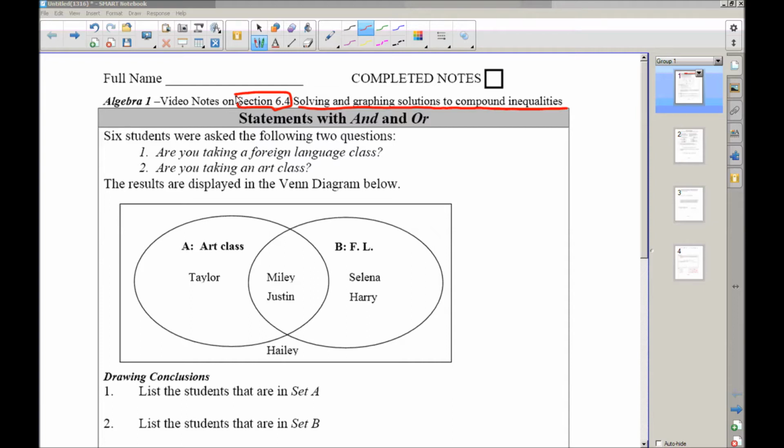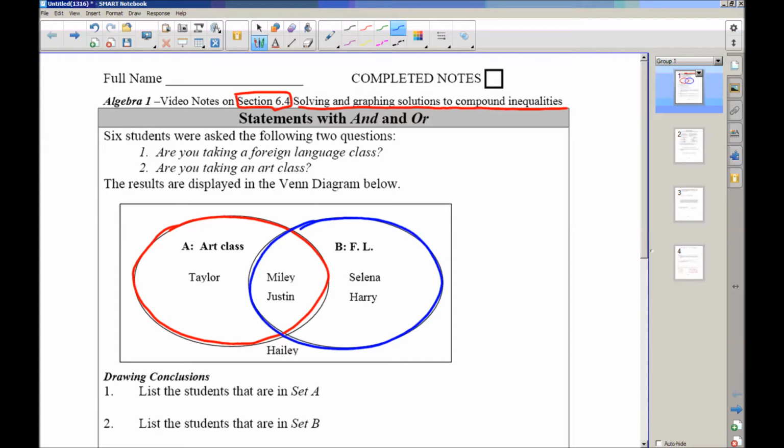So the first circle here, circle A, represents everybody who answered yes to taking an art class. Okay, so if they're inside the red circle, you said yes to taking an art class. So that's 3 people. It's Taylor, Miley, and Justin. And circle B over here is everybody who answered yes to a foreign language class. That's 4 people. That's Selena, Harry, Miley, and Justin. And then there's one person outside who didn't answer yes to either one, and that's Haley.